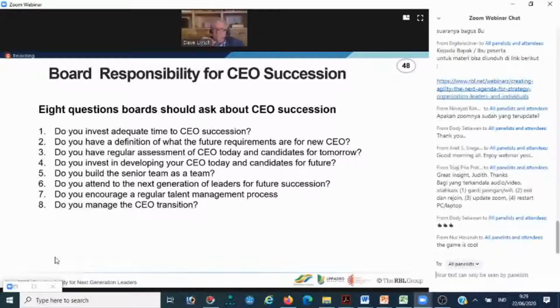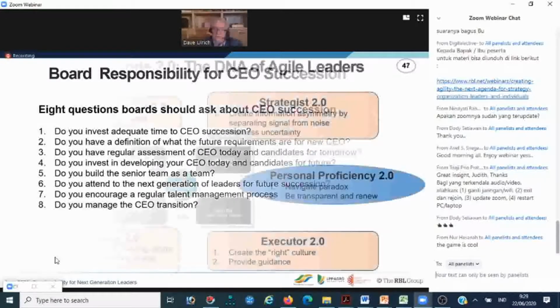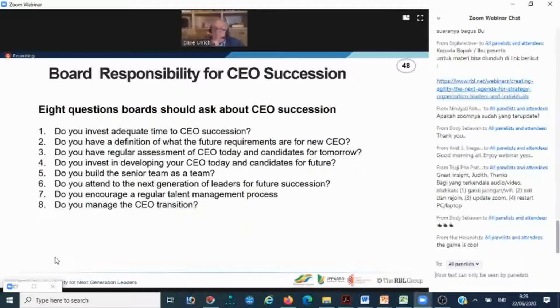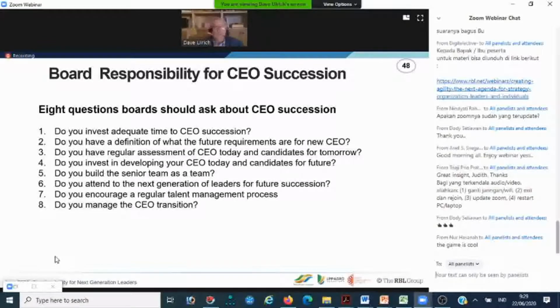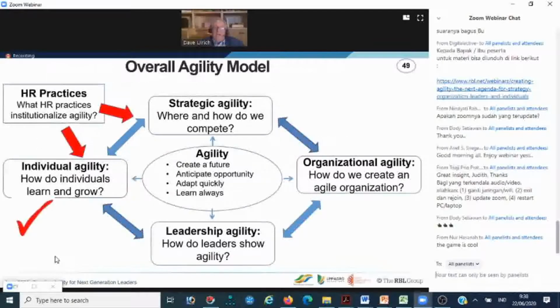As board members, I put this in and I'll do it quickly. The most critical thing a board does is pick a CEO. So here's some of the things about leadership succession. Investing time. Number 2, have a definition. And I just gave you some of the elements of what a new CEO should look at. Do an assessment of the CEO today and candidates against these dimensions that I just laid out. Invest in developing my CEO today. Number 5, building the senior team. Attending to our next generation leaders. Building talent and managing transition.